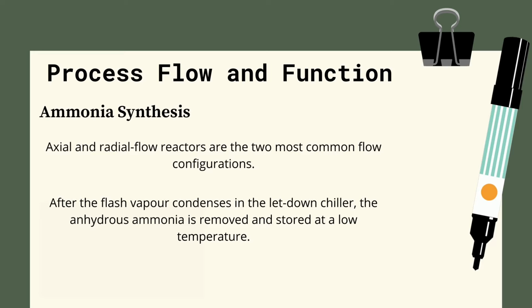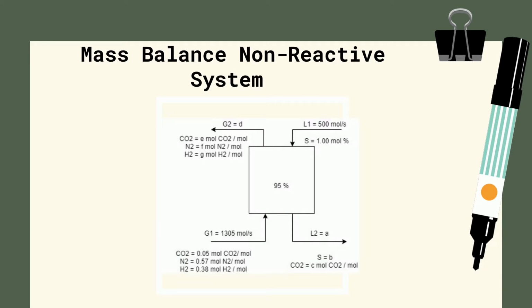While for ammonia synthesis, axial and radial flow reactors are the two most common flow configurations. After the flash vapor condenses in the let-down chiller, the anhydrous ammonia is removed and stored at a low temperature. As you can see, the block diagram and all the information such as assumptions, input and output values have been written to ease the calculation.